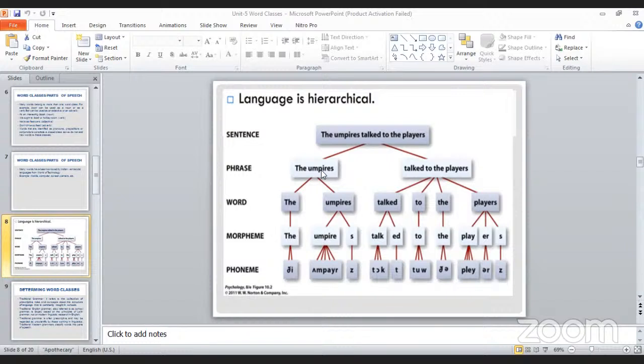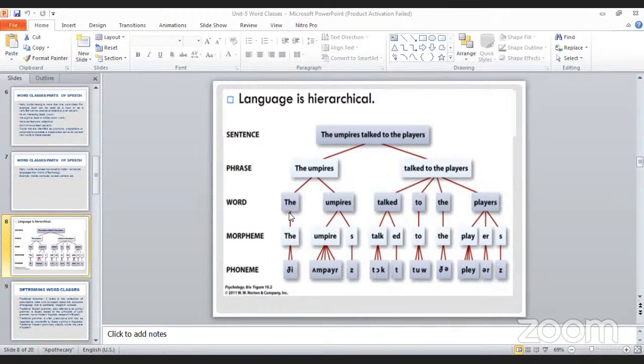And also the phrase here is "the umpires." And the clause generally has both the subject and the predicate. Here, this is not a very good example of a clause, but we'll come across other sentences where I'll explain it to you. Now let us look at this word.